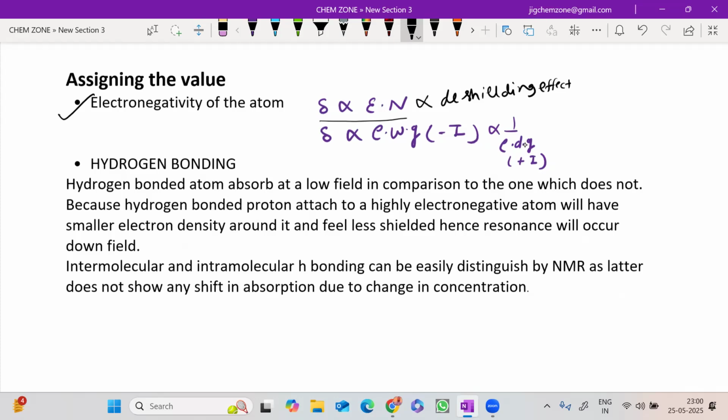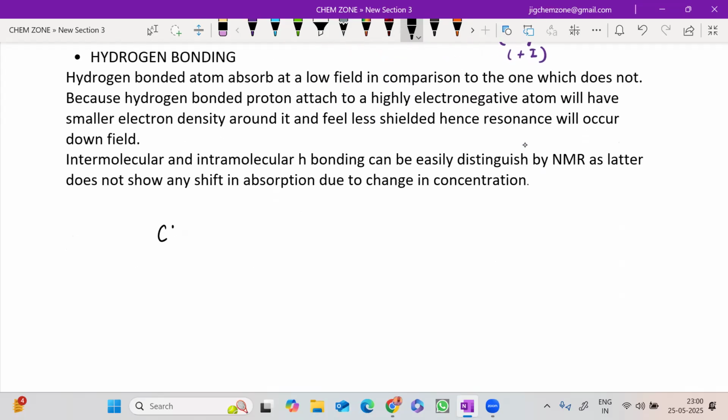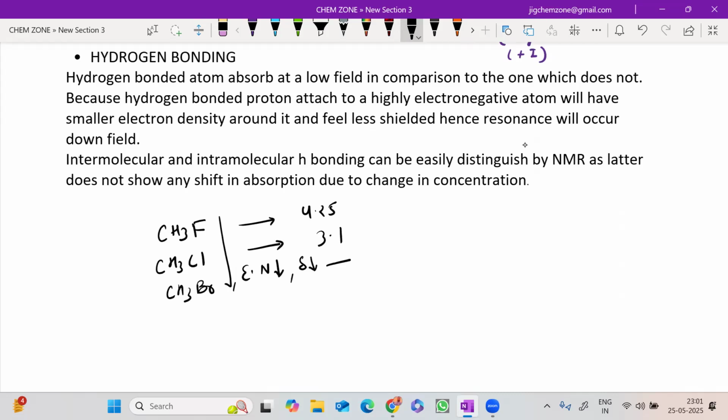Now if you see the example, it is a simple example: CH3F, CH3Cl, CH3Br. If you see, the electronegativity is decreasing. So basically electronegativity is decreasing, that means delta value should be decreasing. The value of CH3F is approx 4.25. I am taking this data from different sources. No need to learn the values. This will just suggest to you the impact of electronegativity on the delta value.